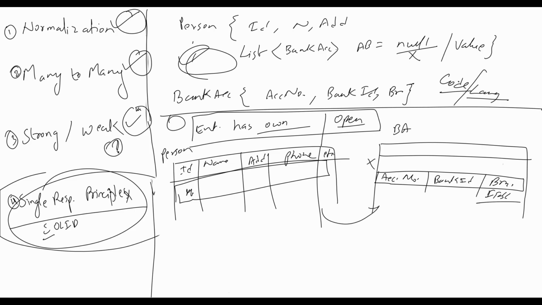And the relation between these two again is good, because a person is a strong, independent entity, while a bank account is dependent, right? It is dependent on the existence of a customer, that will be the person.